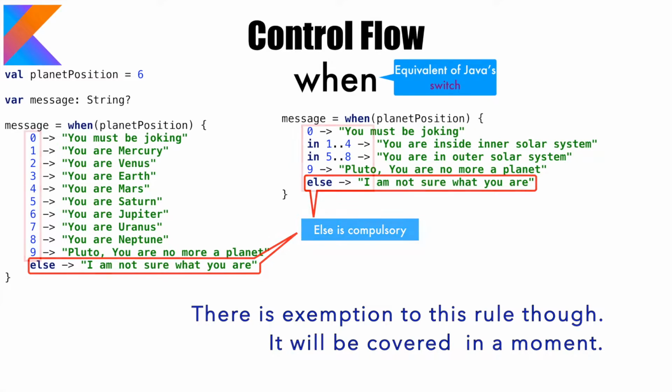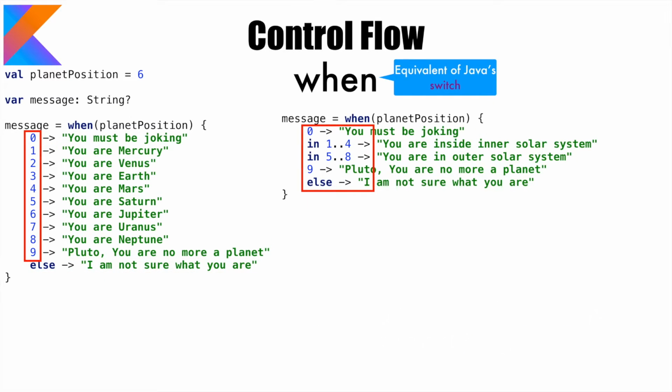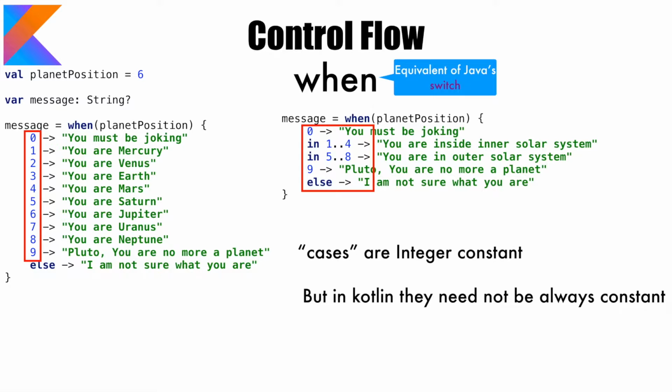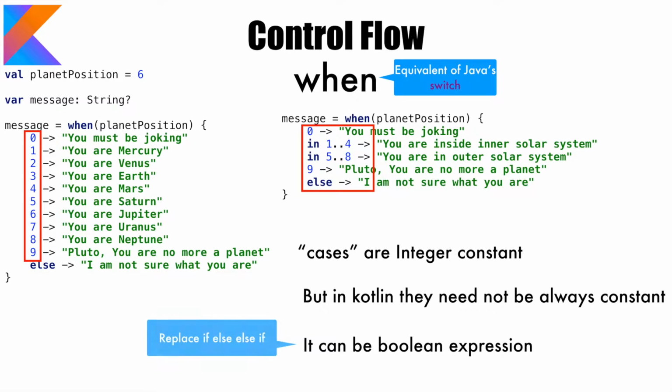By the time we ended the previous video, I said that here we are seeing all the cases in when statement are all integer, but it is not always necessary. In Kotlin, they need not always be constant. They can even become a Boolean expression. That basically means when code block can actually replace an if-else, else-if chain. Well, to understand this, let's get into a demo.